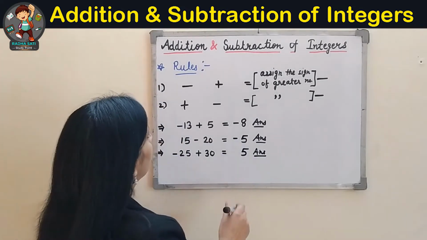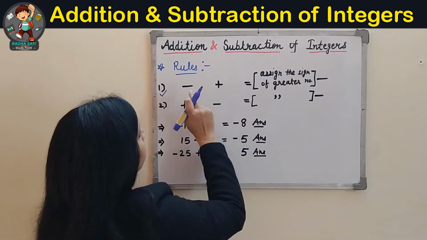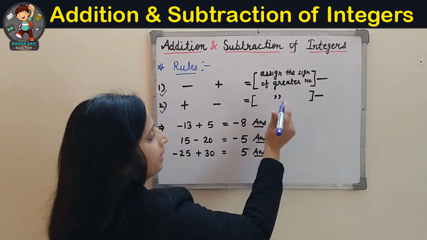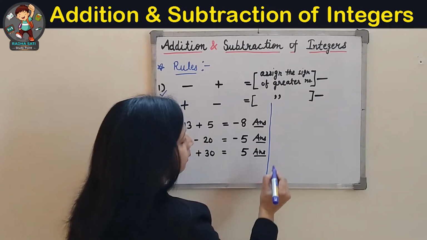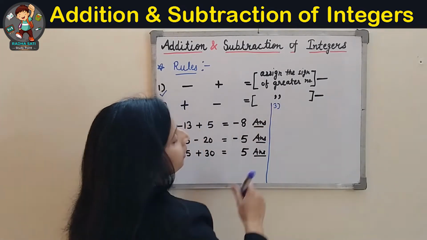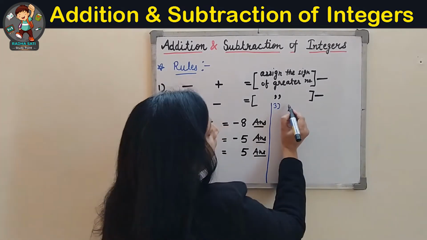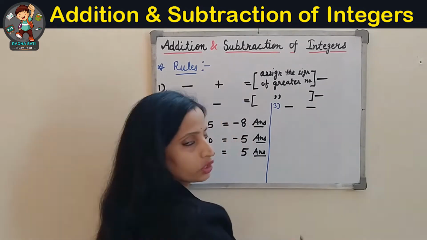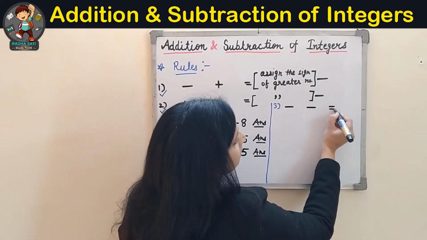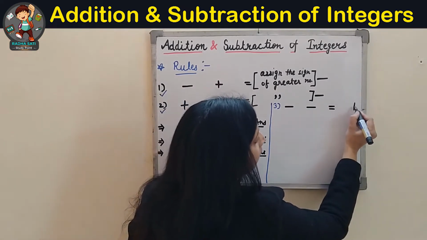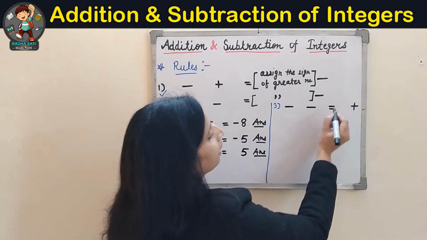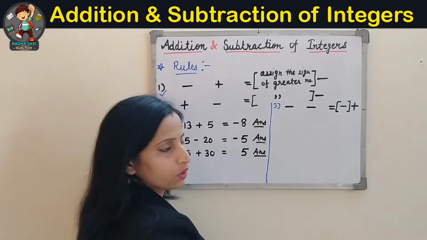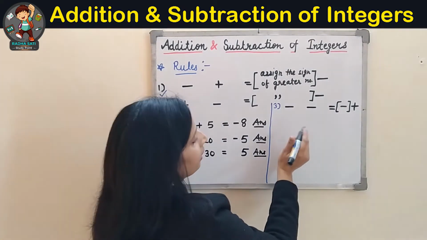Okay. Now, this was our first rule, minus plus minus. This was the second rule, plus minus minus. Now, the third rule is that if two integers are of negative sign, this means one is a negative integer, another is also a negative integer. In this case, these two will get added. We will add these. And before our answer, we will put the sign of minus. So this rule also we will understand through an example.